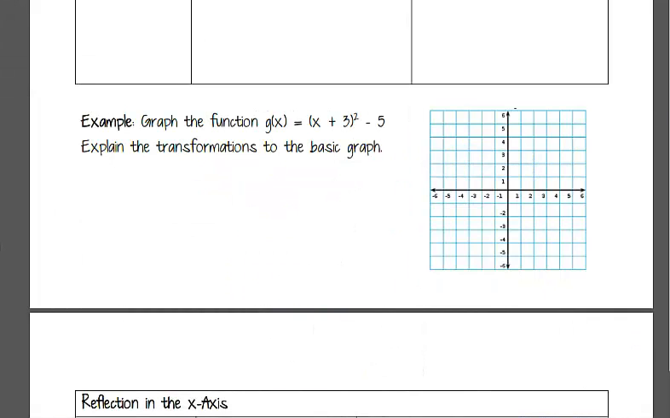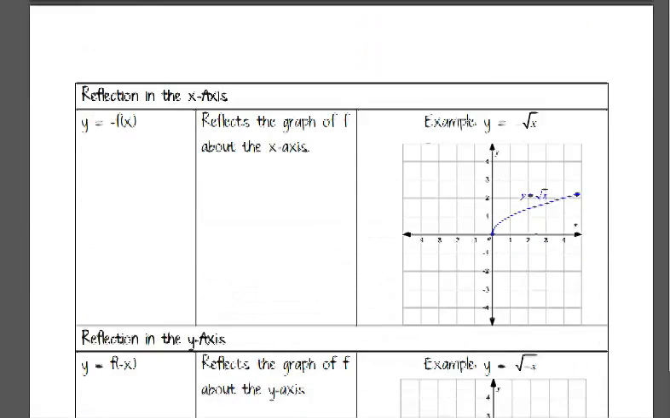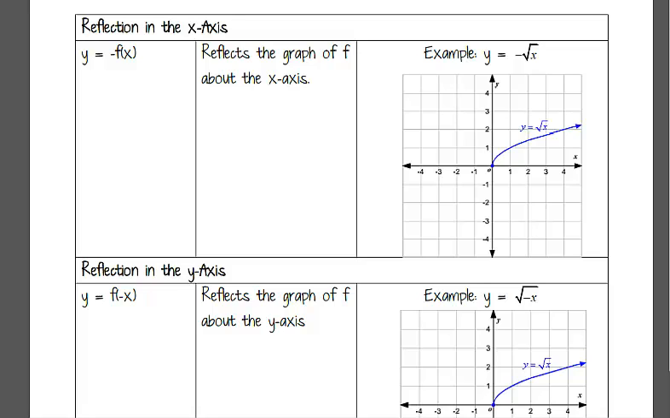All right, so our next transformation is going to be a reflection about the x-axis. That happens if we put a negative in front of our function. If we put a negative in front of the function, then we're going to reflect it, flip it over the x-axis. So here we have the basic graph of the square root of x, and what we want to graph is negative square root of x.